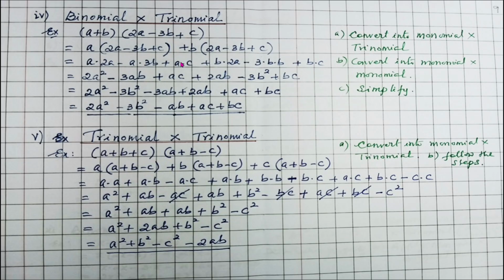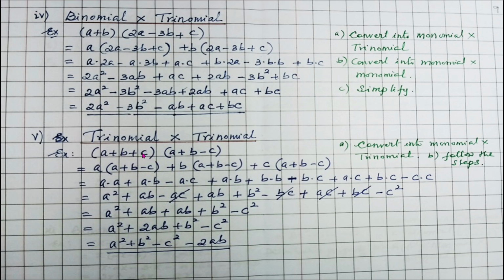So therefore remember, to multiply binomial into trinomial, first convert it into monomial into trinomial, and then monomial into monomial, applying the rules of multiplication of monomial into monomial. Now let us take one more example, trinomial into trinomial.